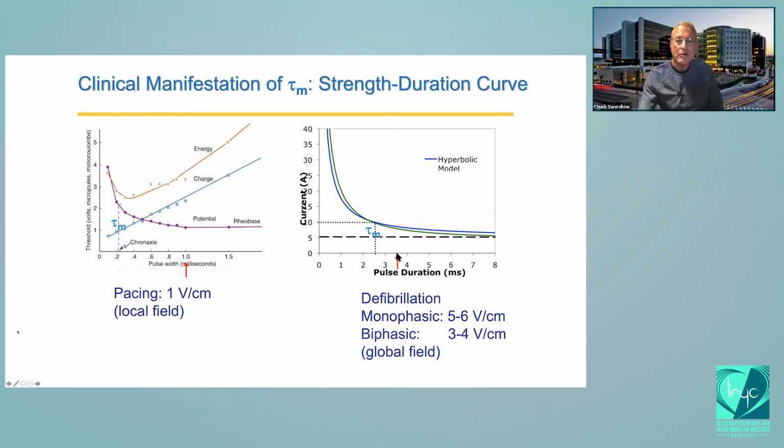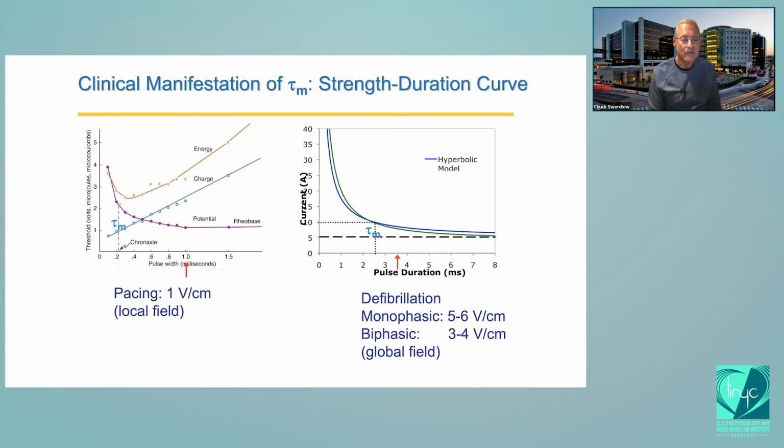Now, the next question is, how strong an electric field do we need to defibrillate? Dr. Efimov may have covered this, but typically for biphasic waveforms, which are more efficient than monophasic waveforms, we need 3 or 4 volts per centimeter. Monophasic waveforms about twice as strong. To give you an idea, for pacing, you need about 1 volt per centimeter.